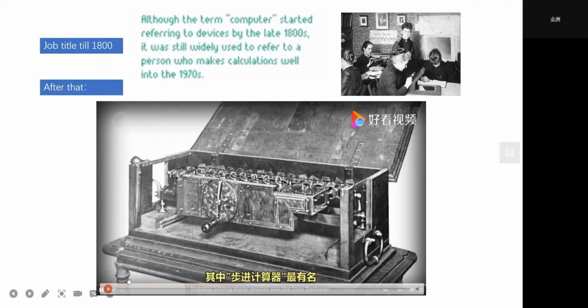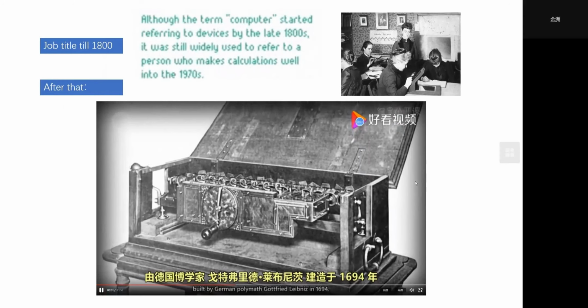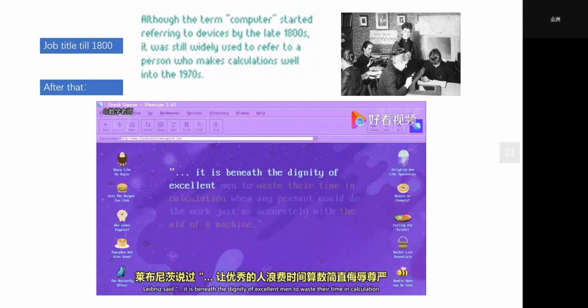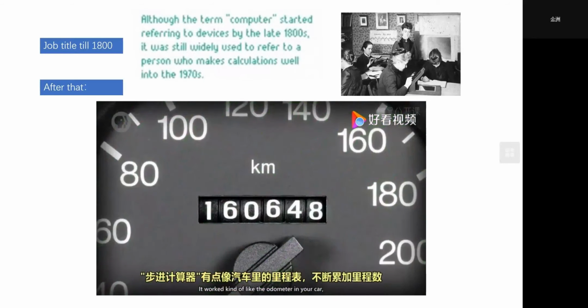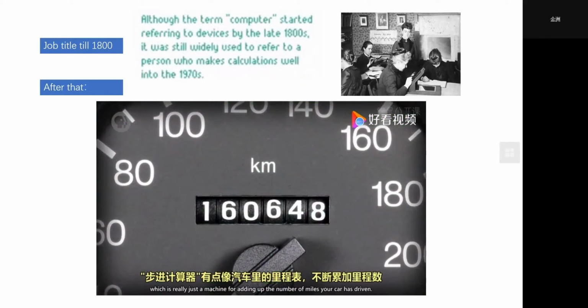These devices: the step reckoner, built by German polymath Gottfried Leibniz in 1694. Leibniz said, "It is beneath the dignity of excellent men to waste their time in calculation when any peasant could do the work just as accurately with the aid of a machine." It worked kind of like the odometer in your car, which is really just a machine for adding up the number of miles your car has driven.